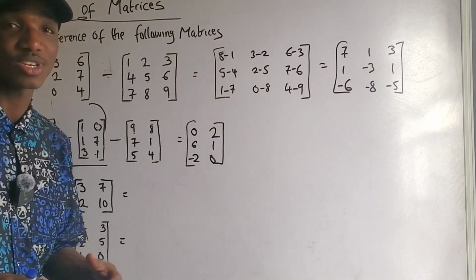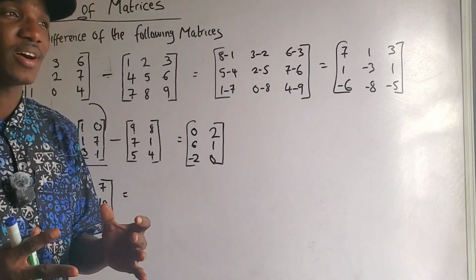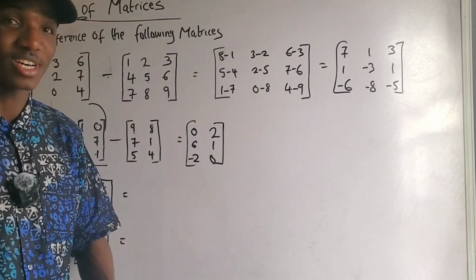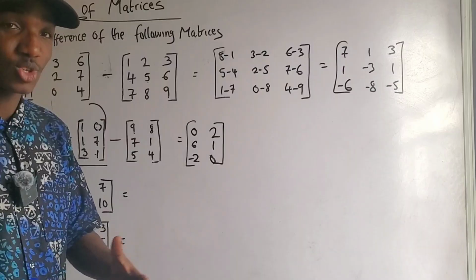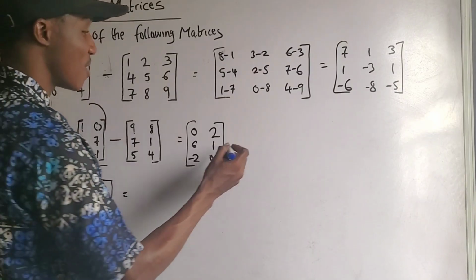Of course, this kind of question usually comes out in the objective. So you can just do it without showing your workings, and then you get your answer. But if it comes out in the theory, you can show your full solution. Do you understand?